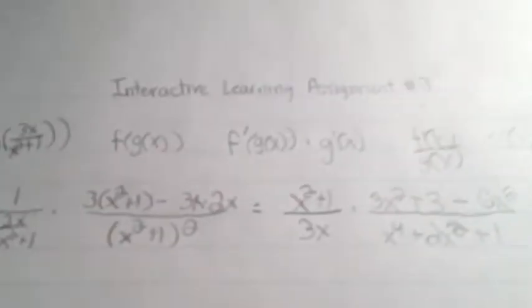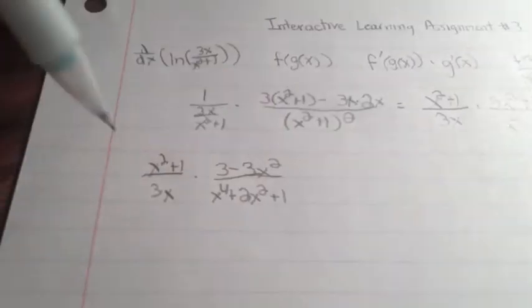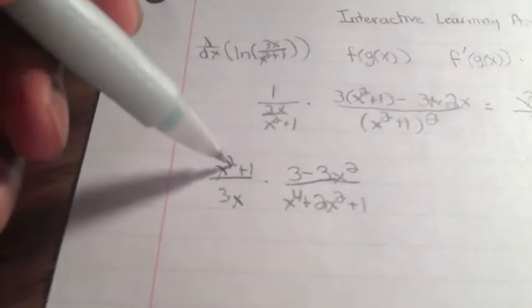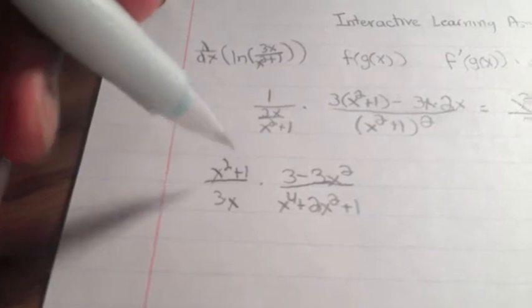So it's x squared plus 1 over 3x times, so over here we have 3x squared, say minus 6x squared. So that's going to get times, and since this 3 is actually a positive, I'm going to write this first. So times 3 minus 3x squared over x to the 4th plus 2x squared plus 1. So now I'm going to multiply this out. So basically, I'm going to split this up. I'm going to write this as 2 different ones.